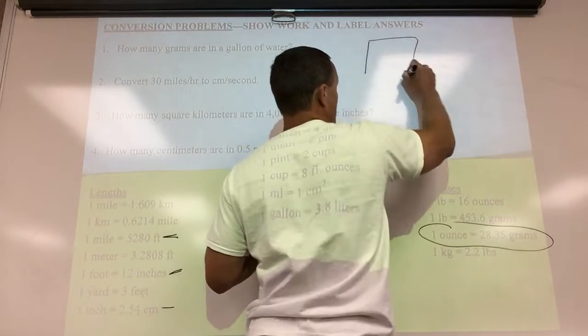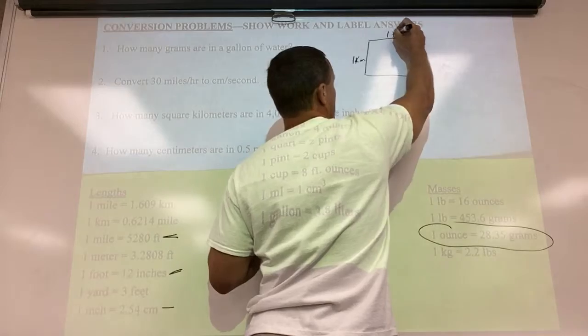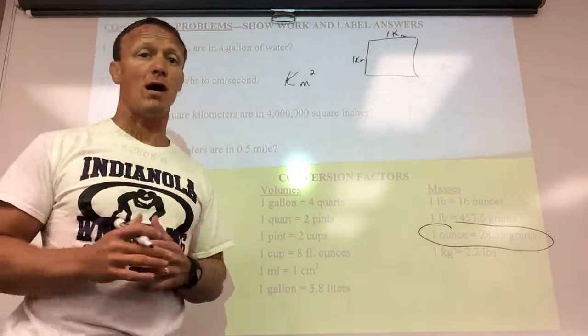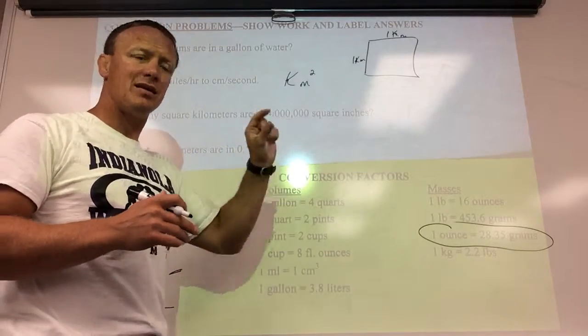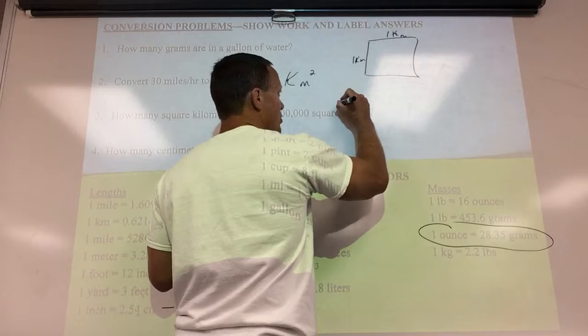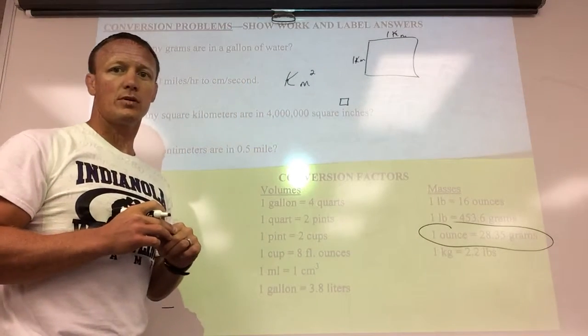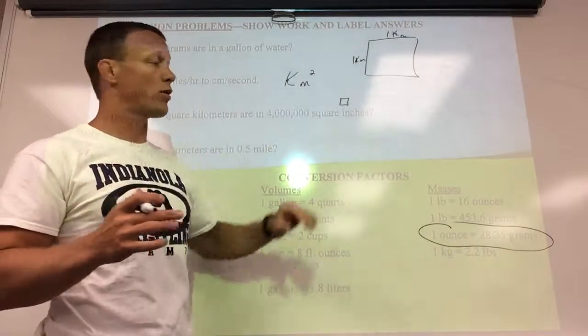So remember, a square kilometer is a big area. A square kilometer is a kilometer on one side and a kilometer on that side. That's 1 square kilometer. A little bit smaller than a square mile, but still a very big area. 4 million square inches is a decent area, but a square inch is only about that big. Okay, and a square kilometer is very big. So it would take a lot of square inches to fit in a square kilometer.